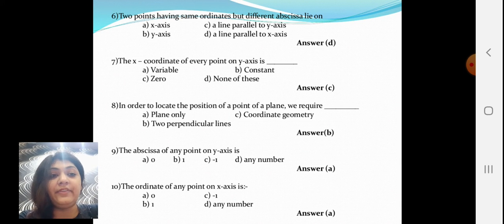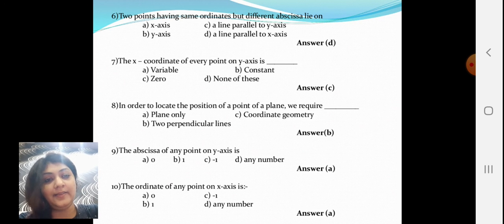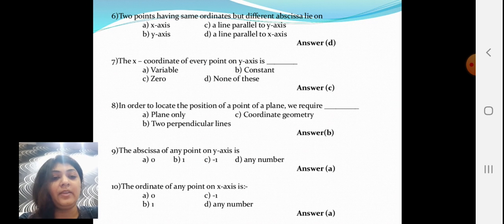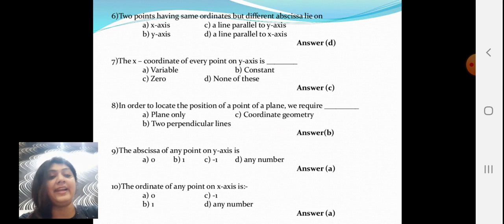The x coordinate of every point on the y-axis is always 0, because if you are considering the y-axis, your x is going to be 0. In order to locate the position of a point on a plane, we require two perpendicular lines. The abscissa of any point on the y-axis is always 0, because on the y-axis you will always find the ordinate, not abscissa. The ordinate of a point on the x-axis is 0, because on the x-axis you will not find any ordinate.